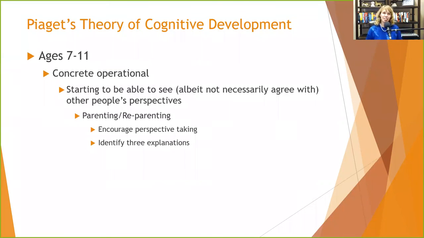At this stage, hallelujah, they're starting to be able to see, although not necessarily agree with, other people's perspectives. Think about it from a parent's perspective or from a child-parent relationship. My children can see my perspective. A lot of times they don't necessarily agree with me, but they can see how it's important that they get their chores done. It's important that they do their lessons. So we want to start encouraging them to take these perspectives. It doesn't mean they have to agree with them.